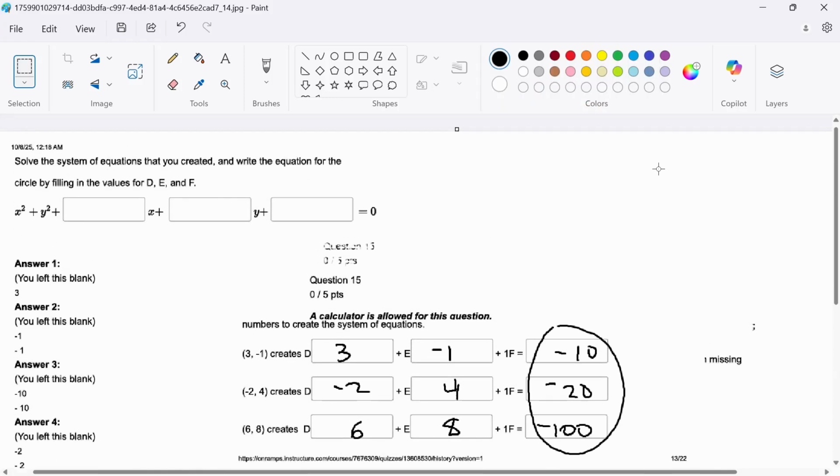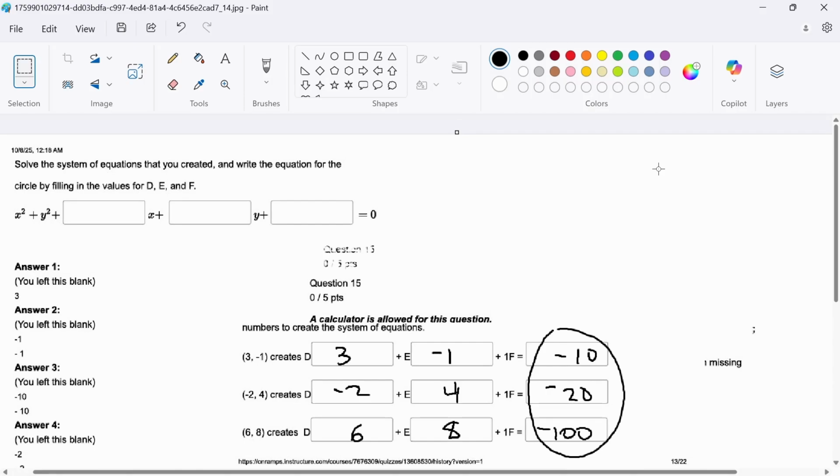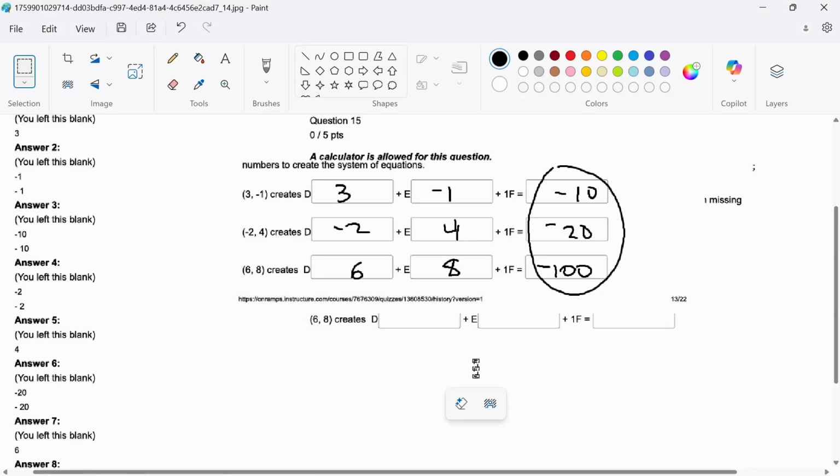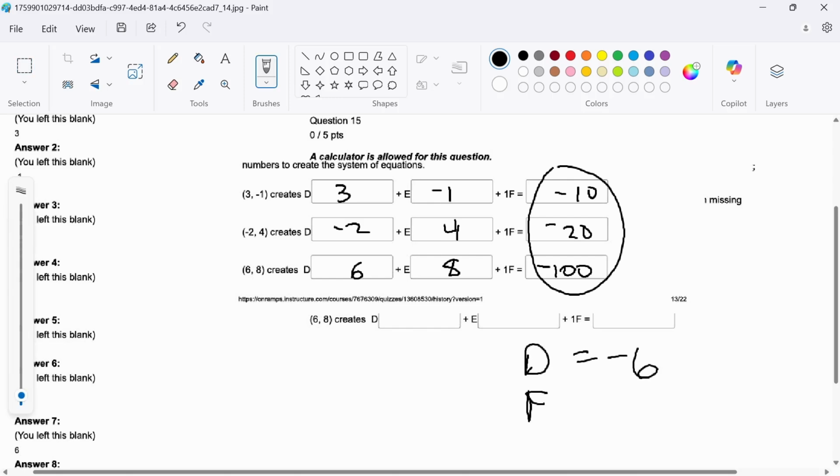So what is this? DEF, I think? DEF. So D, whoops, I don't have my pencil. D is negative 6, E is negative 8, and F is 0.